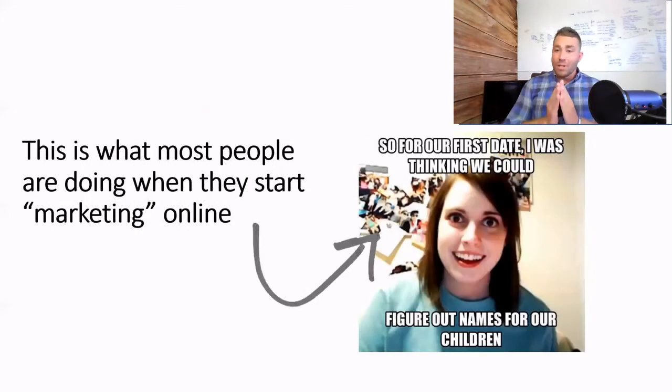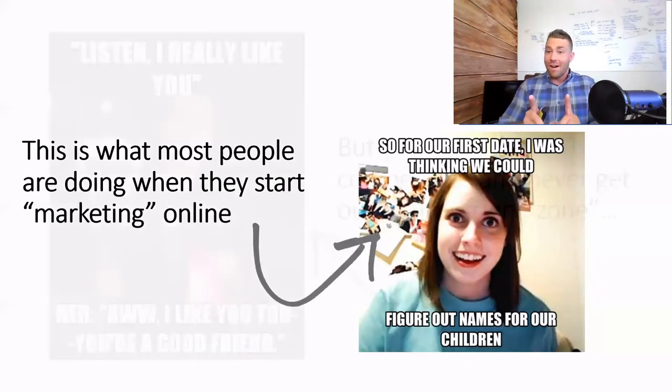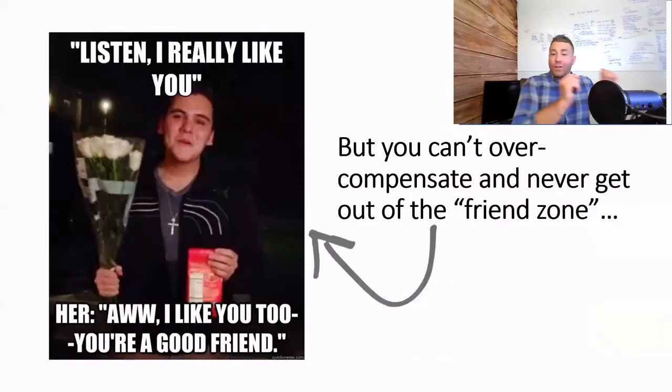So what most people do when they start this process is they start being like this meme. I love this meme. It says, "So for our first date, I was thinking we could figure out names for our children." Now that's obviously weird, right? If you go on a first date with somebody and they start trying to figure out names of your children, that's creepy. It's too forward. It's too fast, right? The same in the online marketing space. If we're trying to sell too fast, we're coming across exactly like this girl. We're too forward.